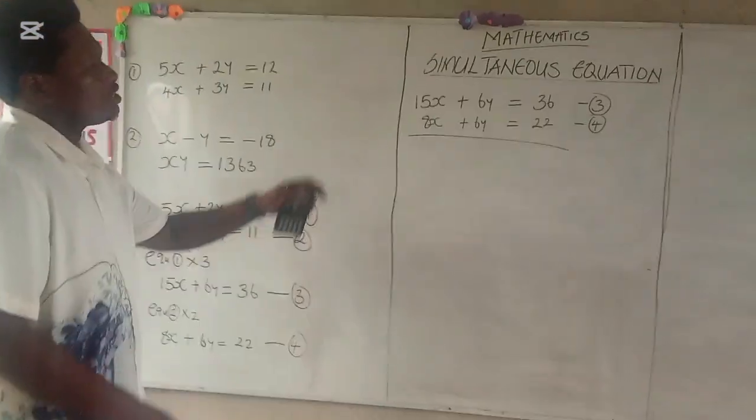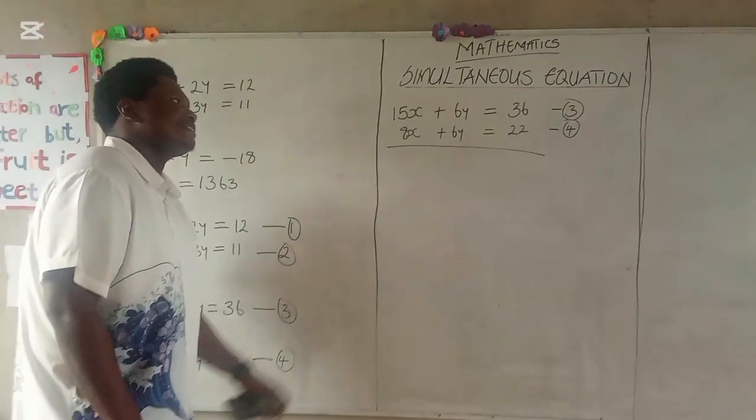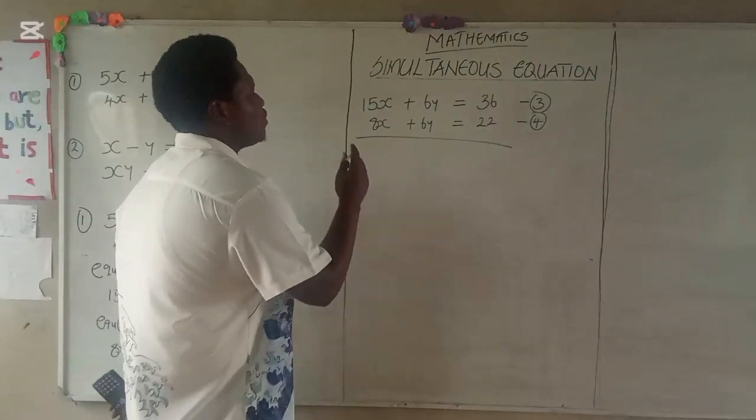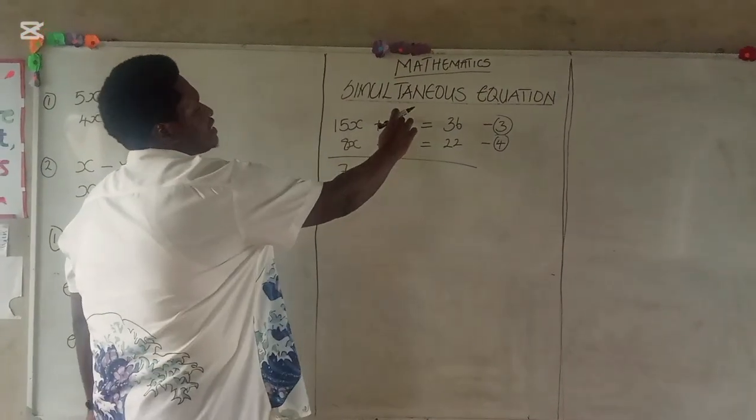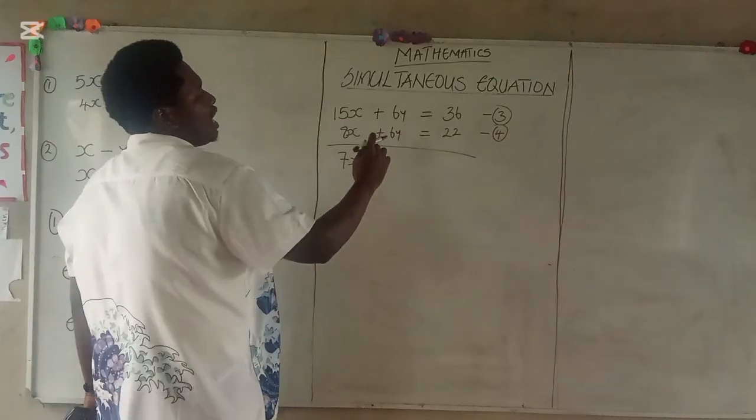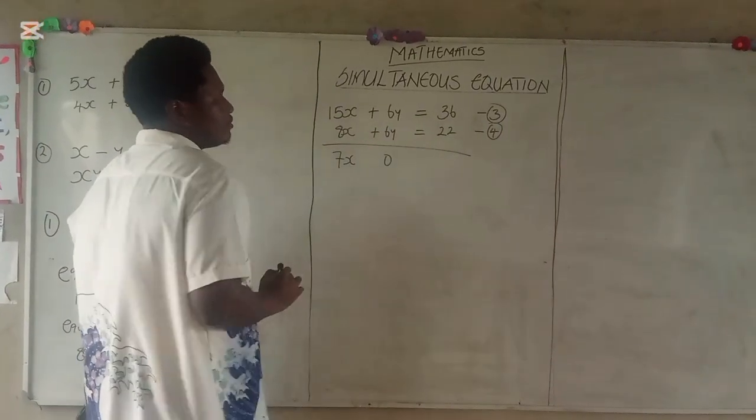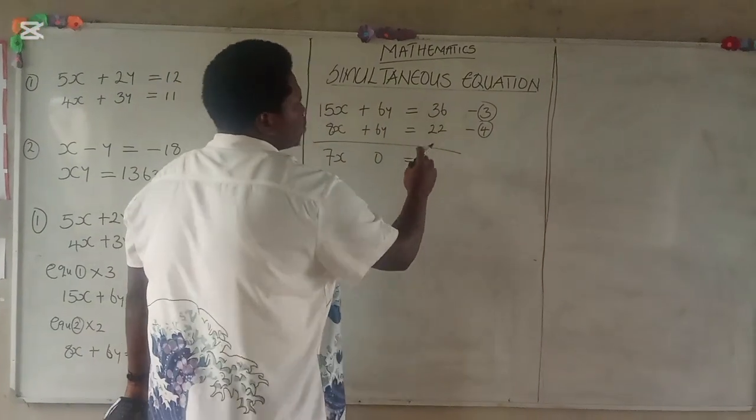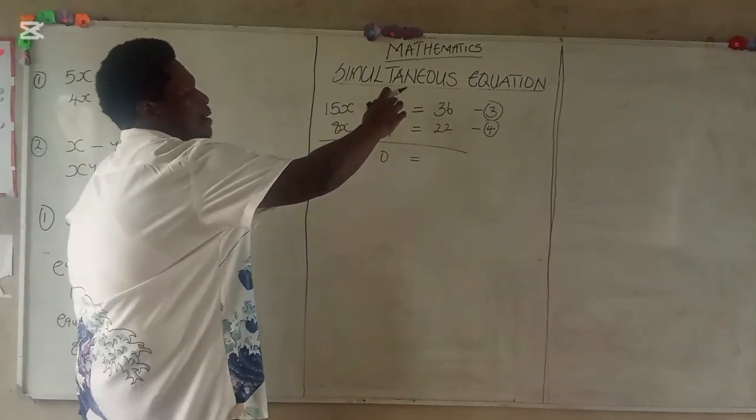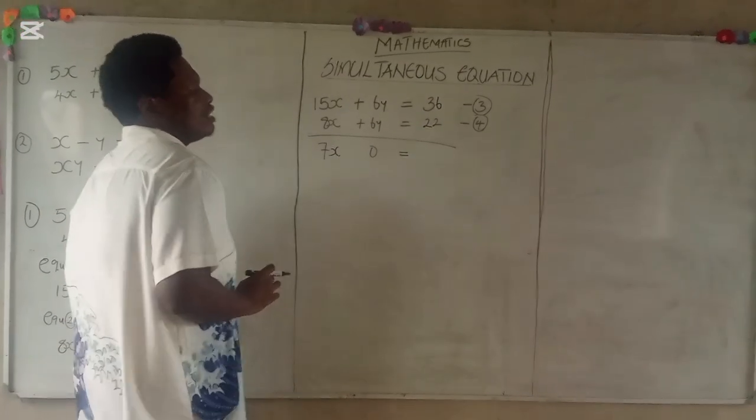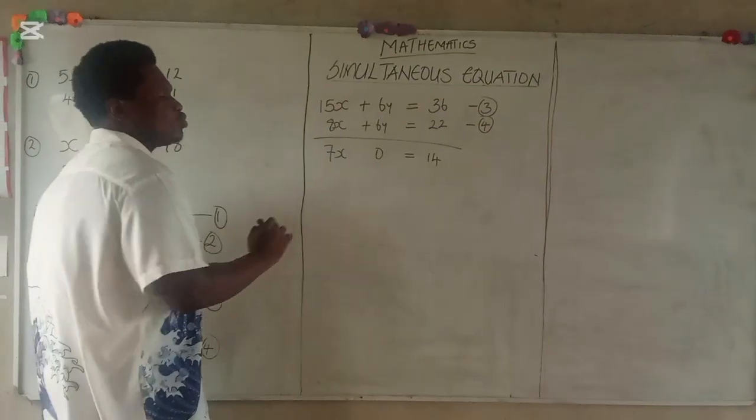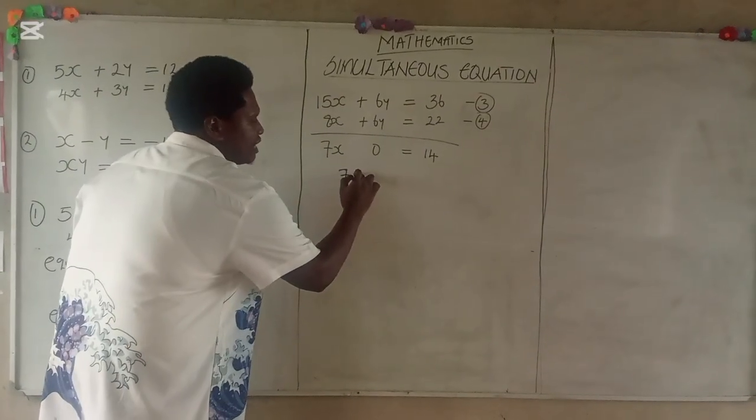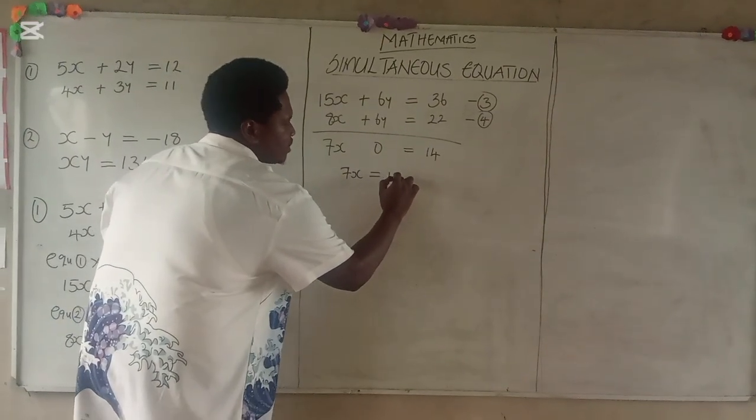15x minus 8x. 15x minus 8x will give us 7x. Now we have 6y minus 6y, we have 0. Equal to 36 minus 22 will give us 14. So at this point we have 7x is equal to 14.